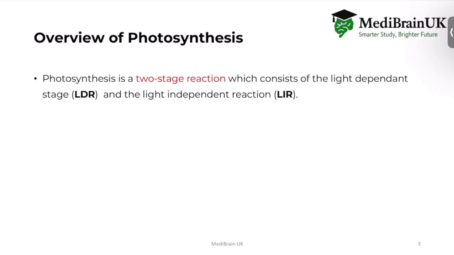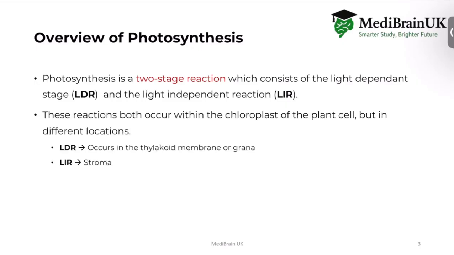And the key difference that you also have to acknowledge is that these two stages, the light dependent reaction and the light independent reaction, occur in two different locations. They both occur in the chloroplast of the plant cell, but in two distinct locations within the cell. So the light dependent reaction, which we looked at previously, occurs in the thylakoid membrane or the grana of the chloroplast. The light independent reaction, which we're looking at in today's lesson, occurs within the stroma. Okay, that's where the light independent reaction occurs, within the stroma of the chloroplast.